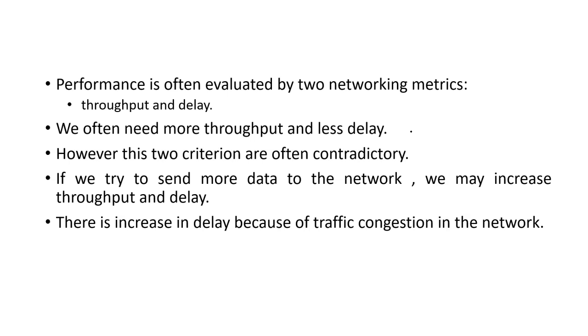As we have seen that performance can often be evaluated by two networking metrics, that is throughput and delay. As we have seen in the last slide, we often need more throughput and less delay, means more data in less time. However, these two criteria are often contradictory. If we try to send more data to the network, we may increase throughput and delay, means more data is there in the network, then to send more data we need more time, and that more time is there because of traffic congestion in the network.